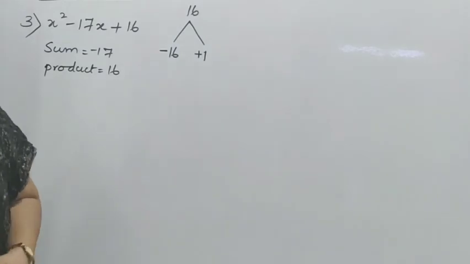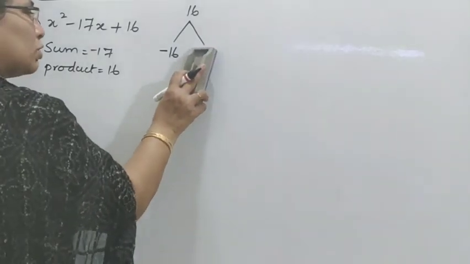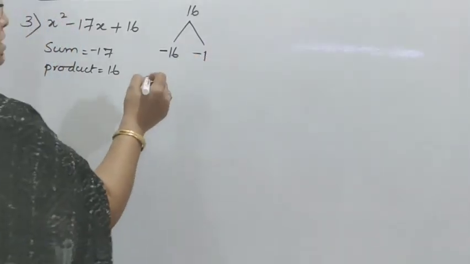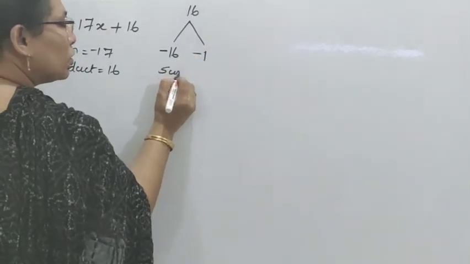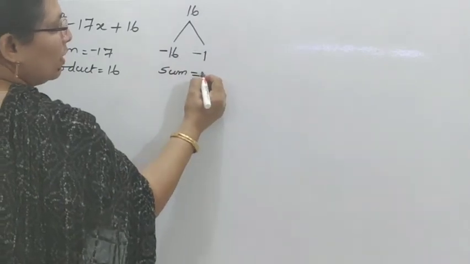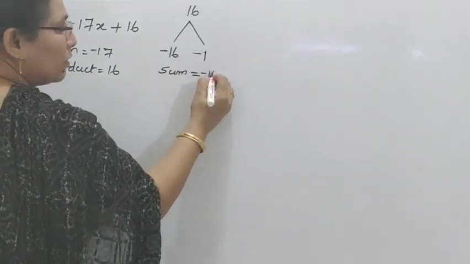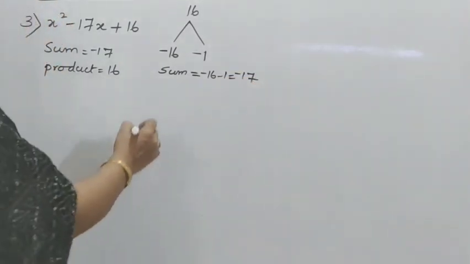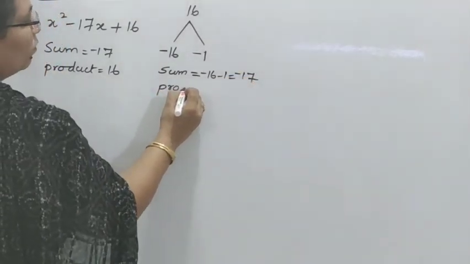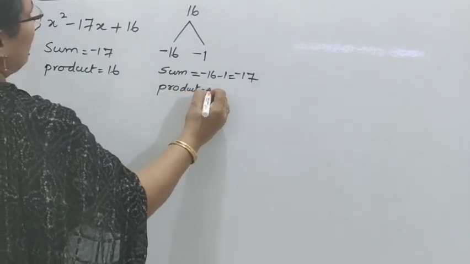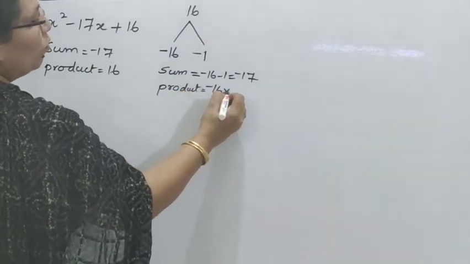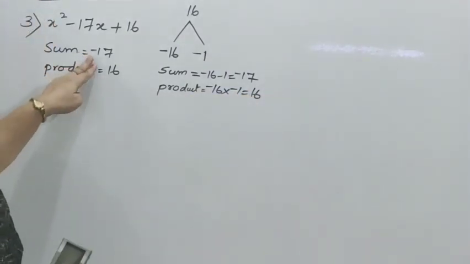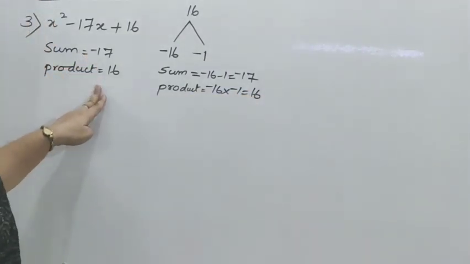So what should we do? We should change to minus there. So I am putting minus 16 and minus 1. Now what is the sum here? If you decide these are the two signs, the sum is minus 16 minus 1, which is equal to minus 17. What is the product now? Minus 16 into minus 1 is equal to 16. Check the values: sum equal to minus 17 and product equal to 16.